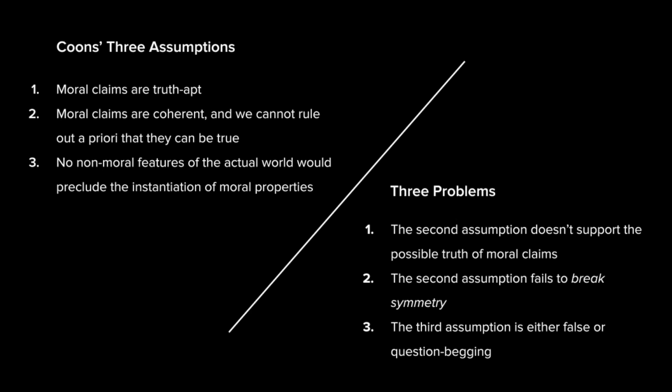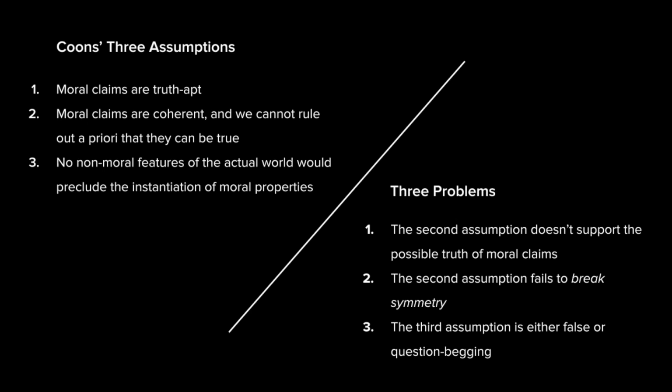What is it, we can ask, for X to preclude Y? Whatever else preclusion is, the following is plausibly essential to it. If X does not preclude Y, well, then it's possible for X to be accompanied with Y. That is, it's possible for X to exist with Y. There's a possible world in which X is accompanied with Y. In that case, though, the third assumption of Coons is simply question begging, right?